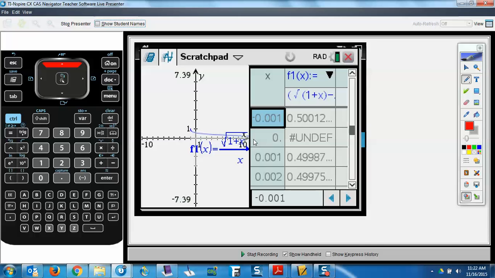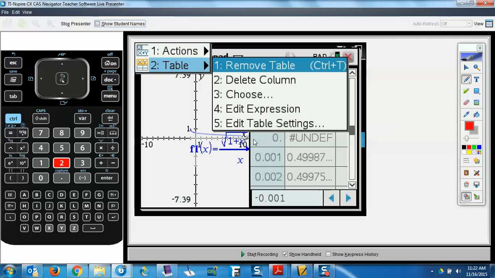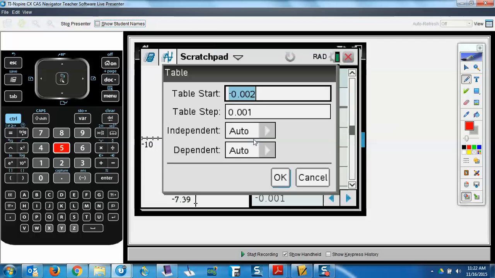On the graph screen, she's hit Control T to bring up the table. Control T is how we got the table there, and she's brought that up. Go back to your menu again. Let's do that one more time. She went to Menu, Table. She went to her table settings.